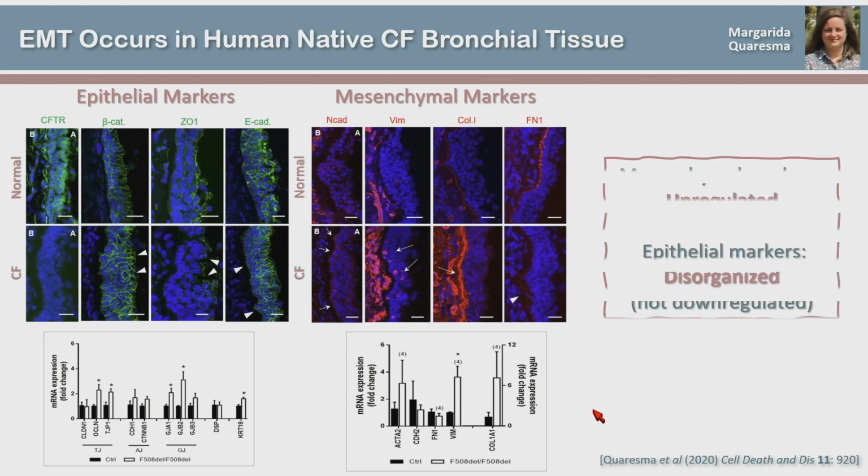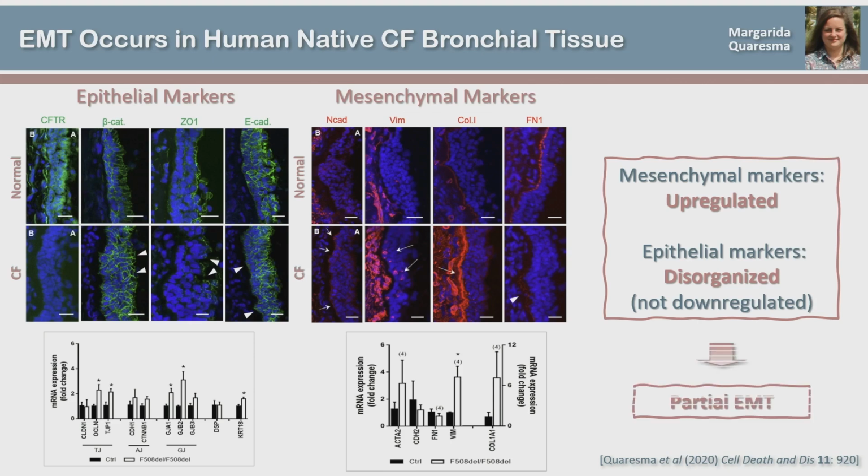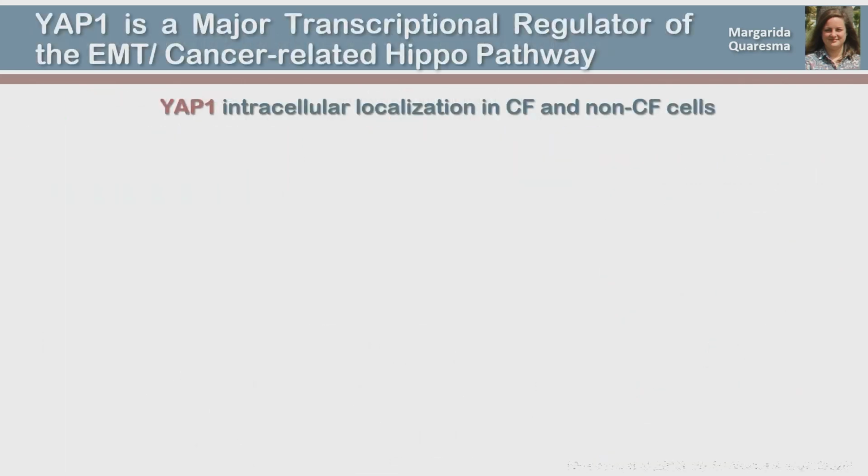So altogether, what this shows is that mesenchymal markers are upregulated, epithelial markers are disorganized, because if we zoom into this tissue, we can see that the cytoskeleton is heavily disorganized. So this is what we call partial EMT, so the cells are not completely going into mesenchymal state, but they are not fully differentiated epithelial cells either. So making a very long story short, Margarida actually looked at several transcriptional factors which are causing and have been related to EMT.